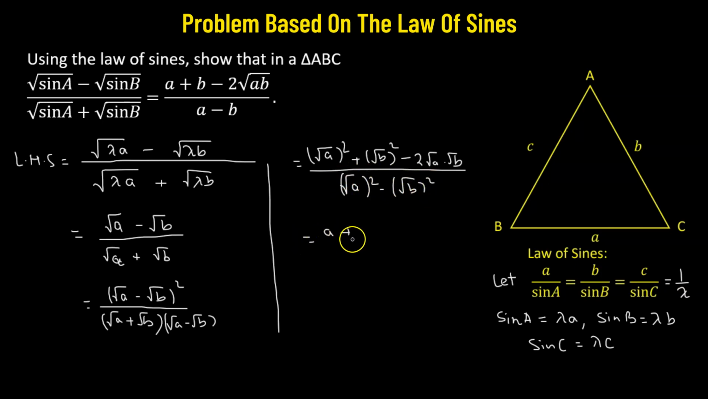So further simplification is going to give us a plus b minus 2 times the square root of ab, whole divided by a minus b. So this is the expression on the right hand side. Hence we have successfully shown that the left hand side of the expression equals the right hand side, hence proved.